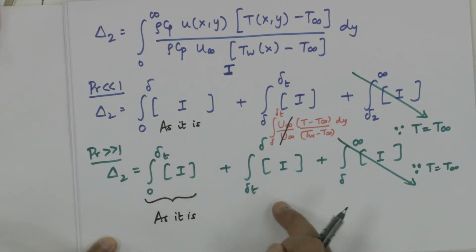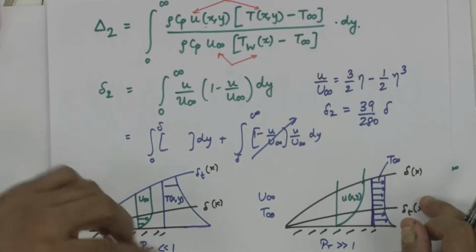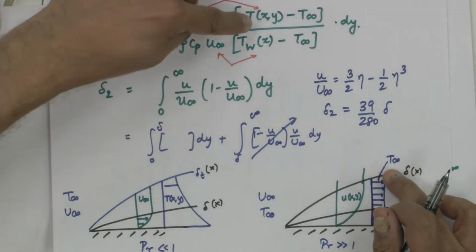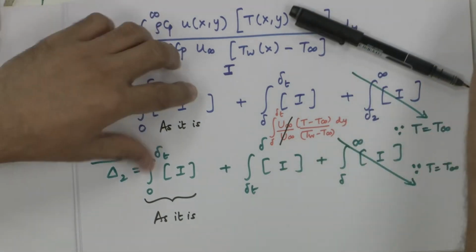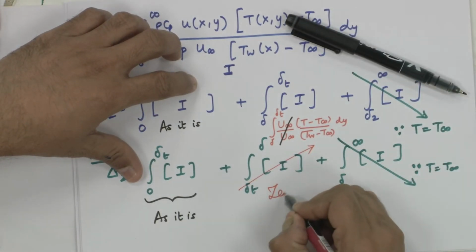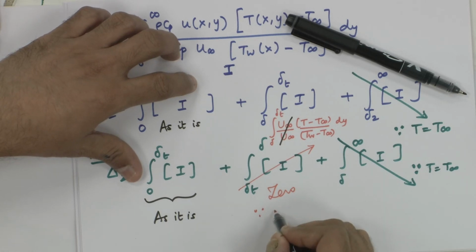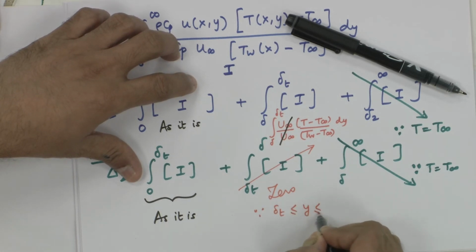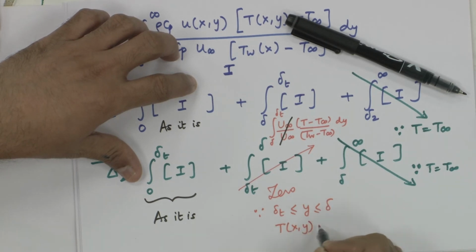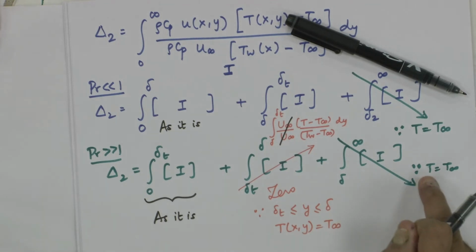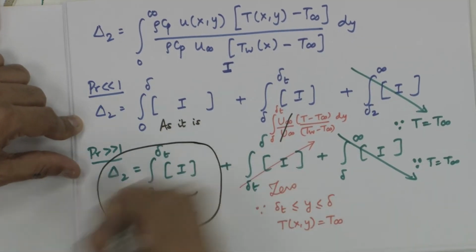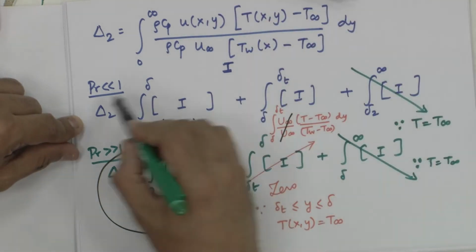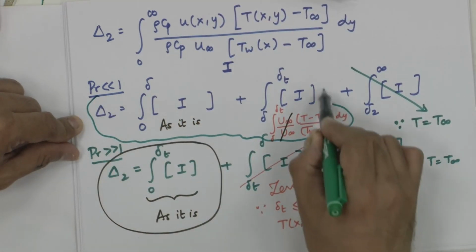But this term, second term, what is it going to be? T is equal to T infinity, so the integrand would be 0 because the numerator becomes 0. So this becomes 0 because for delta T less than y, T of x comma y is equal to T infinity. So for the same reason that this became 0, this also becomes 0. So Prandtl number greater than 1, I have to deal only with one term. Prandtl number less than 1, I have to deal with two terms.